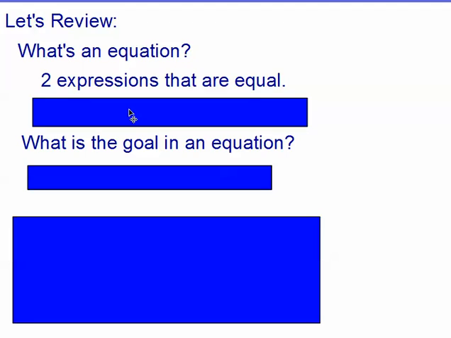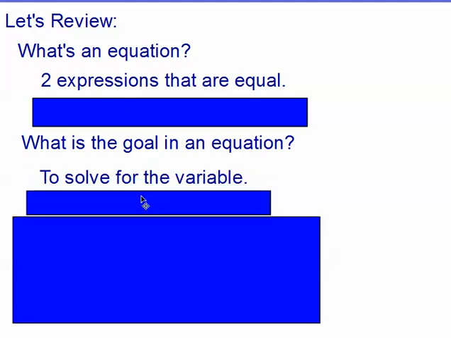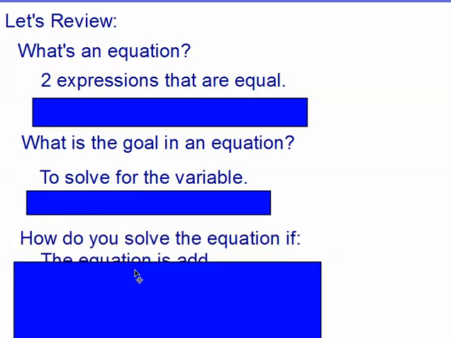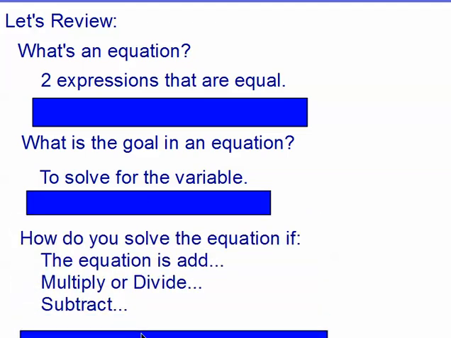And in every equation that we do, we have a particular goal. So what is the goal in an equation? It is to solve for the variable or get the letter by itself. Okay? And in order to do that, we've got a few things that we've learned. If it's an equation that involves addition, then we add the opposite. If it involves subtraction, we change it to addition, and then we add the opposite. And if I add something to one side, I must add it to the other.